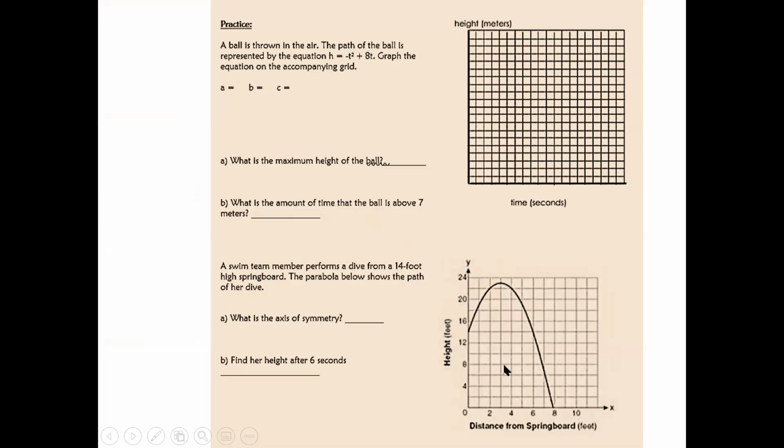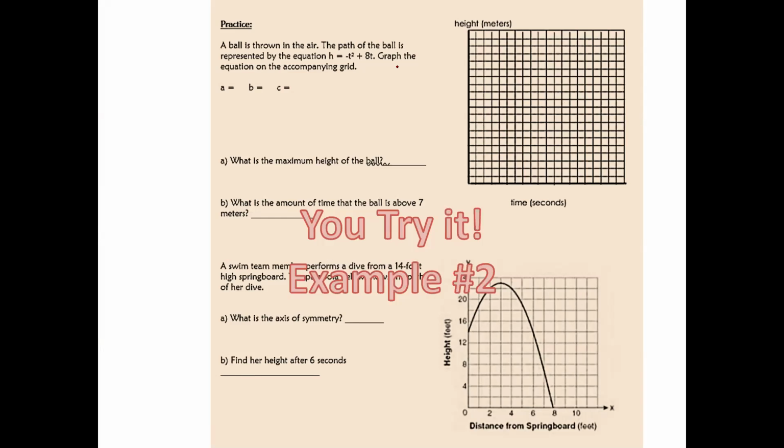All right, so looking at this, it says a ball is thrown in the air. The path of the ball is represented by this equation. We're going to graph the equation on the accompanying grid. Looking at this part right here, you have a = -1, b = 8, and c = 0. Now remember, if you want to know the vertex, it's x = -b over 2a. So I have x = -8 over 2 times -1, which is -8 divided by -2, which is 4.